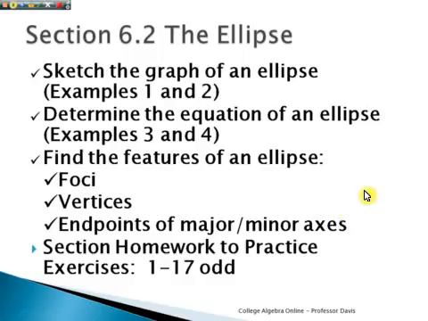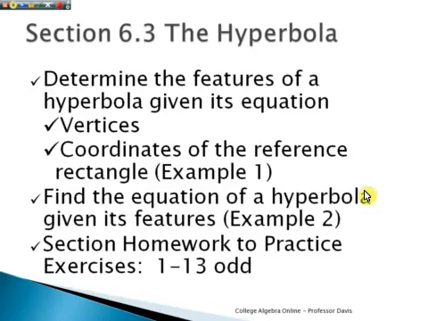And then finally, in chapter 6, we wind it up with the discussion of the hyperbola. Graphing a hyperbola is very easy once we know the coordinates of the reference rectangle. Example 1 helps us find that. There's also some property boxes you'll find in there in the ebook that will help us find the coordinates of the reference rectangle given an equation.